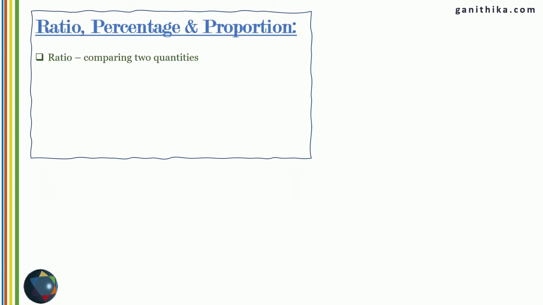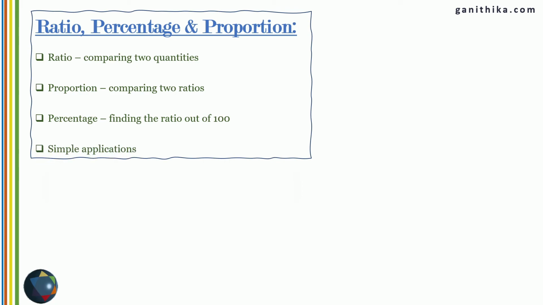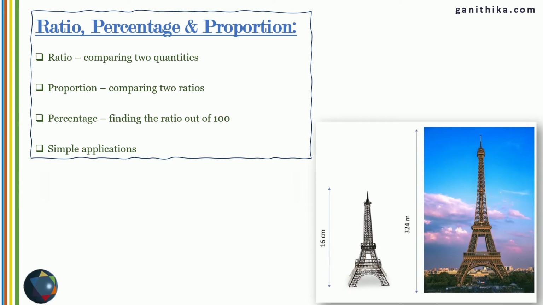Ratio is comparing two quantities, whereas proportion is comparing two ratios, and percentage is finding the ratio out of 100. So if you multiply the ratio by 100, you will find percentage. Again, you learned this in very early stages, but we'll be using all these things in simple application in DP classes. So let me start with this picture.